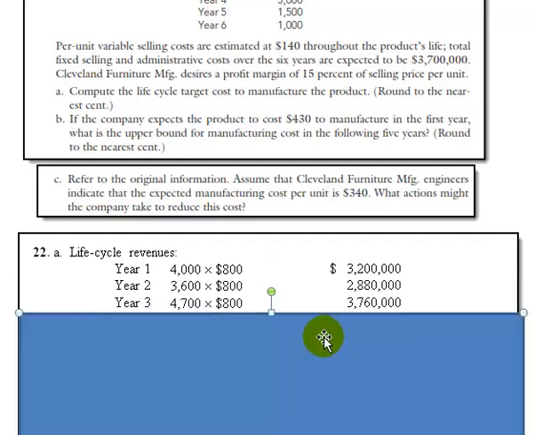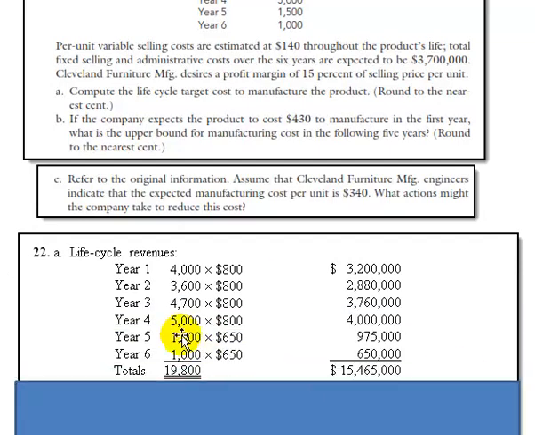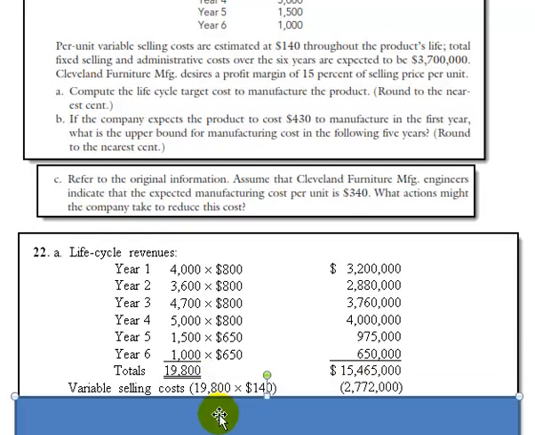But the first thing we want to do is compute what the overall revenue is. Okay, so we take the units of sales that was projected above, and we multiply it times the price that relates to the years. It was $800 for the first 4 years, $650. Multiply that out, add it all up. We come up with $15,465,000 as the total revenues on sales of 19,800 units.